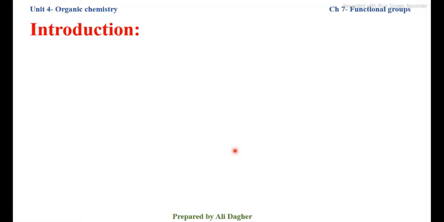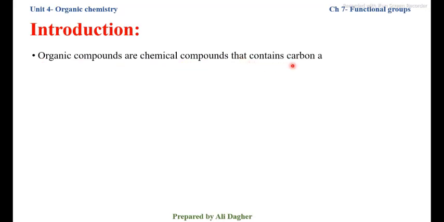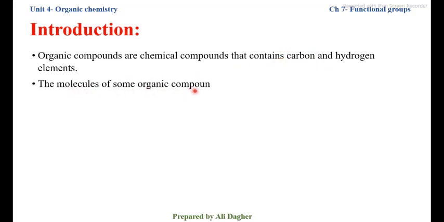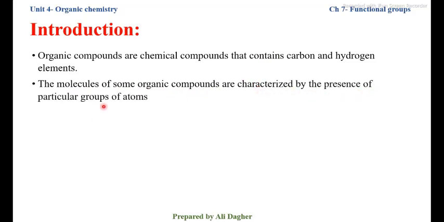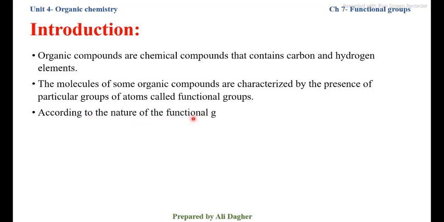Introduction. Organic compounds are chemical compounds that contain carbon and hydrogen elements, mainly carbon. The molecules of some organic compounds are characterized by the presence of a particular group of atoms called functional groups. The functional group characterizes the organic compound and gives its chemical characteristics. According to the nature of the functional group, organic compounds are classified into families.